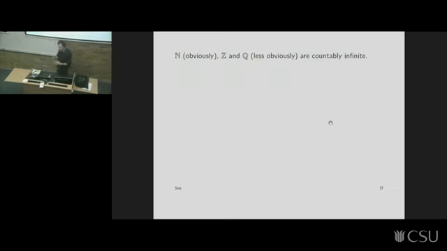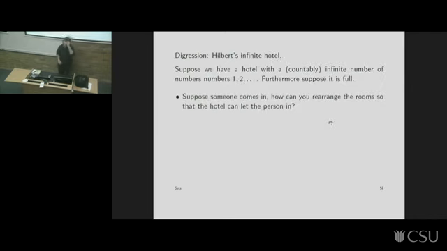The set of natural numbers is obviously countable, because you can just list them all off. The set of integers and the set of rational numbers are also countably infinite. That's not obvious. I would like to try to explain it by using a little metaphor, though. This is called Hilbert's Grand Hotel, Hilbert's Infinite Hotel. So let me give you this story. Hilbert was a mathematician about 100 years ago. This is his little image to try to help you understand that infinity is different. That was his purpose.